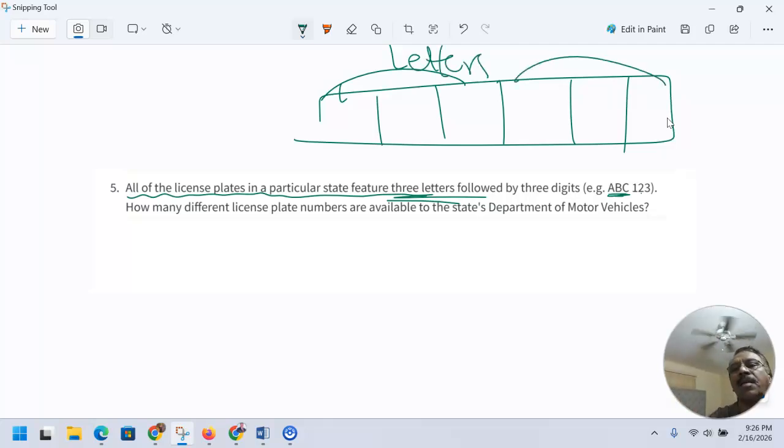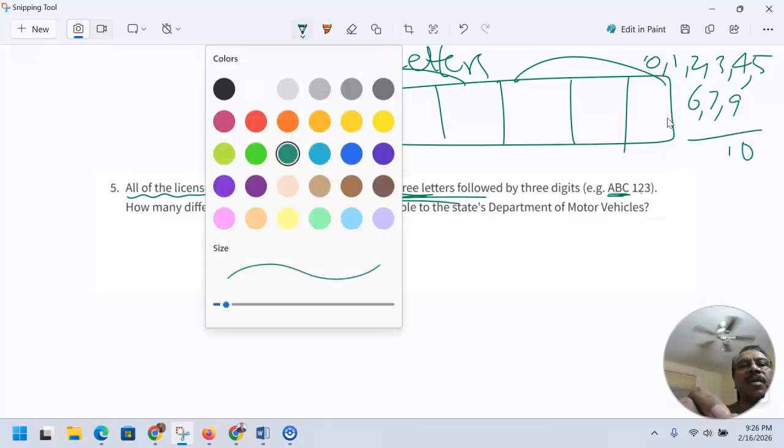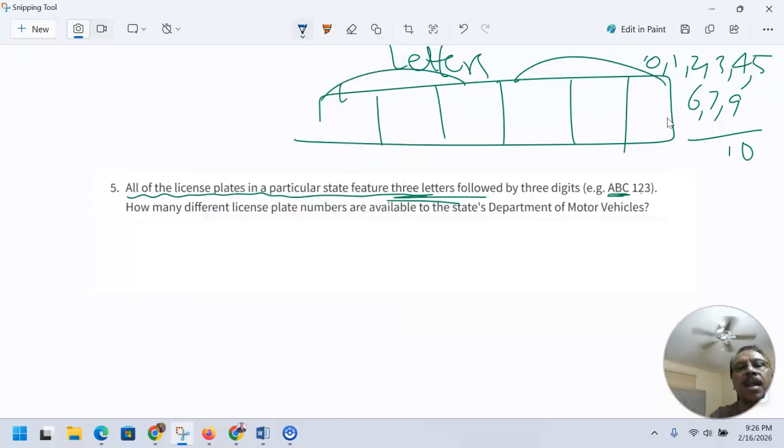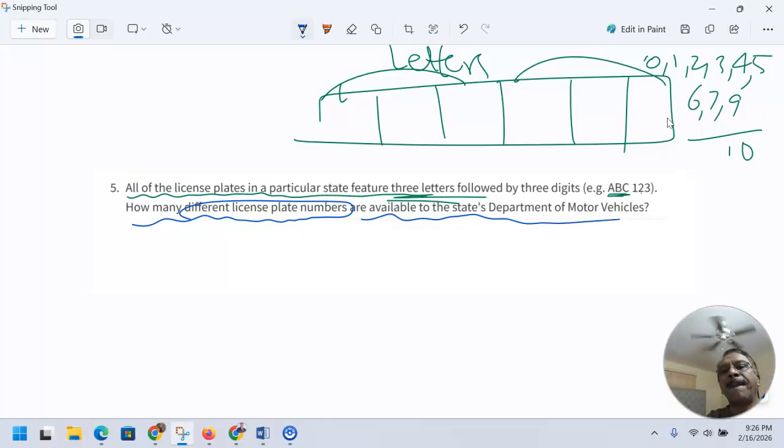And the next is all the numbers. So it can be 0, 1, 2, 3, 4, 5, 6, 7, 8, 9. And it means there are 10 of them. The question is how many different license plates are available in the motor vehicle department?